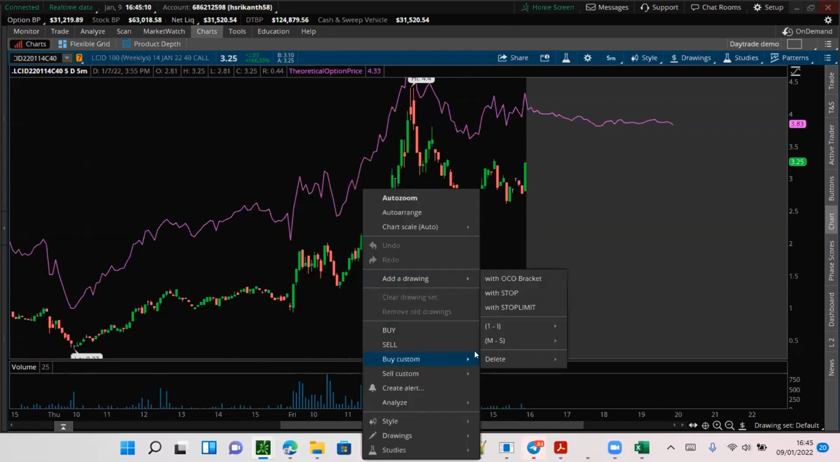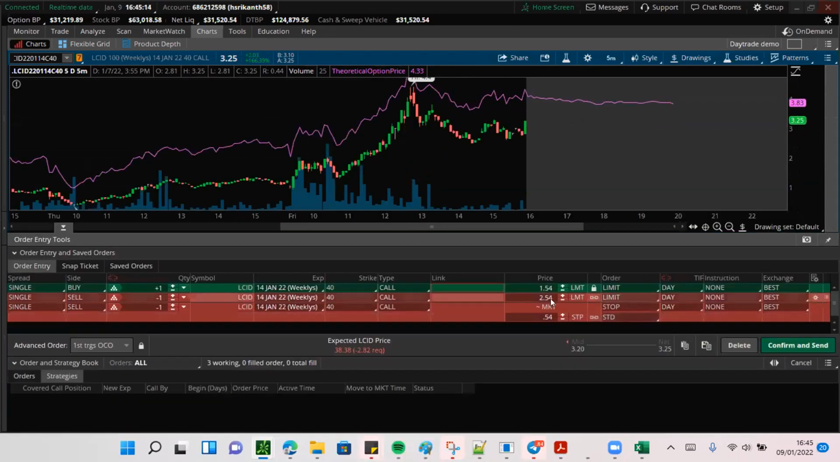So I wanted to buy this option contract with an OCO bracket, and typically I would try, let's say, I wanted to buy it at $1, and my target would be $3. My stop loss would be around $50. I'm okay to lose $50 on this trade to make $200, right? This is the risk to reward ratio. So I'll just click confirm and send.